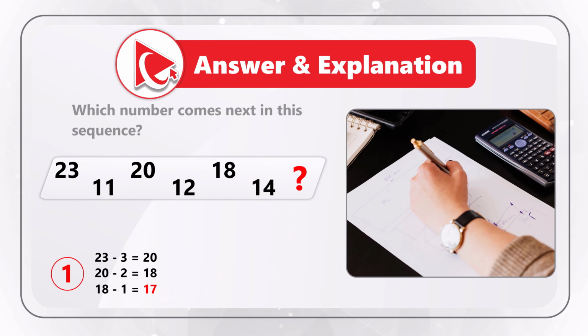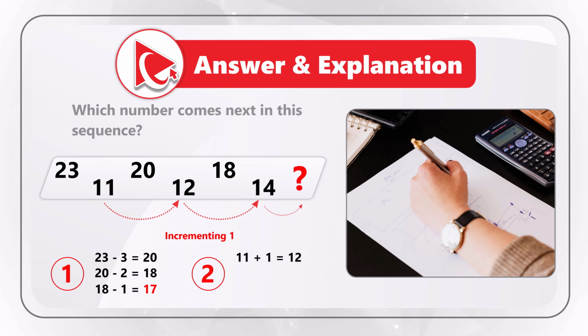The even-position numbers, 11, 12, 14, and then the missing number, are calculated using a different pattern. In fact, the opposite pattern, where instead of decrement, we use increment. Let's look at the examples. 11 plus 1 equals 12. Then we increase 1 by an additional number, and we increment 12 by 2, which leads us to a result of 14. Then the next number, the missing number, is calculated as 14 plus 3, which would be equal to 17.